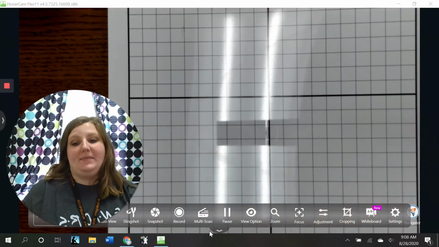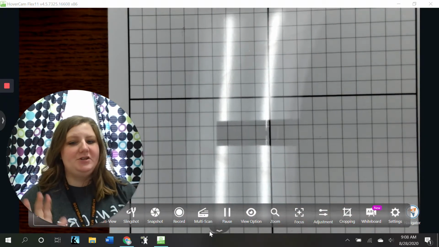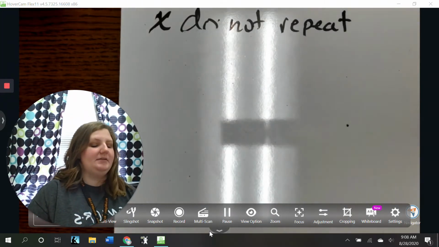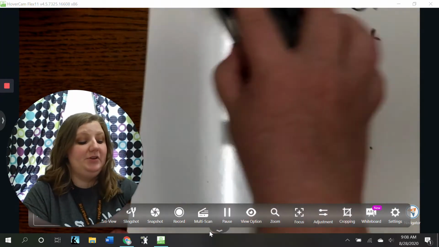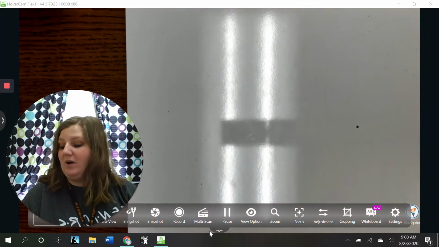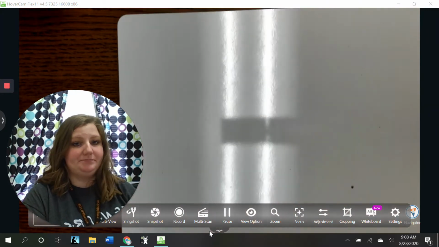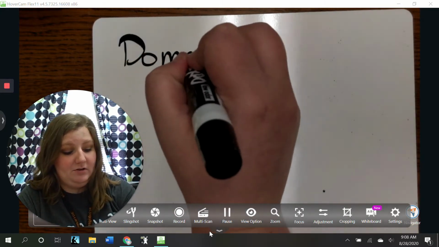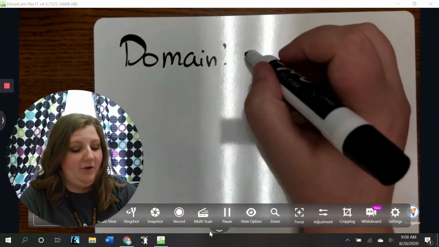So that's, is it a function or not? We just talked about that pretty briefly. The next thing we looked at as we worked through our first section was domain and range. All right, so we have domain, and domain is the set of all x values.